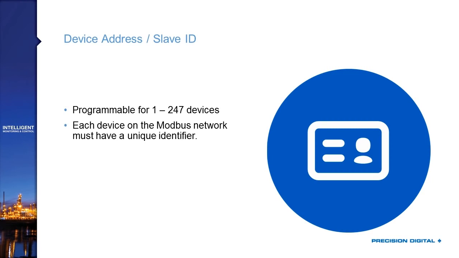So the device address is necessary so that when a Modbus master sends a request to the network, you can say, hey, device 3, I want you to do this, or I'm requesting this information. And though all the devices on that network are going to hear it, only device 3 is going to say, you know what, it's talking to me, I'm going to reply. So every device gets a unique device address.